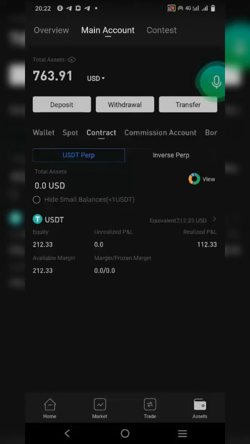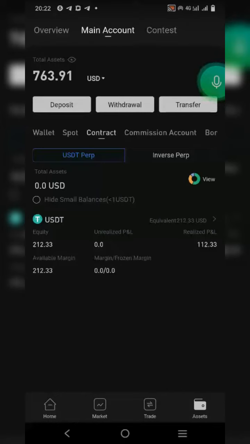Unrealized, I've not claimed it yet. It means that it's not mine till I claim it. So realized PNL is the one I've claimed so far. It will substitute in terms of the value of your PNL if it is negative or positive. So what I've gained so far is like 112.